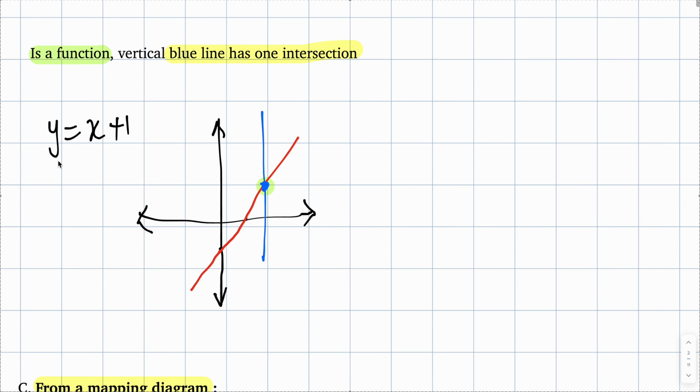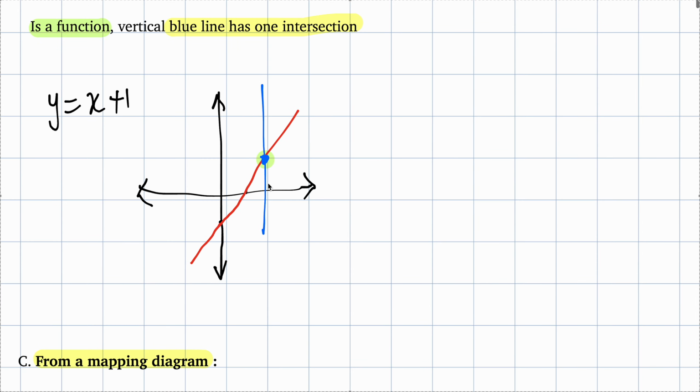Let's look at this. y equals x plus 1. It's just a line. And if we keep drawing vertical lines, we can see that it's only going to have one intersection. So it is a function.